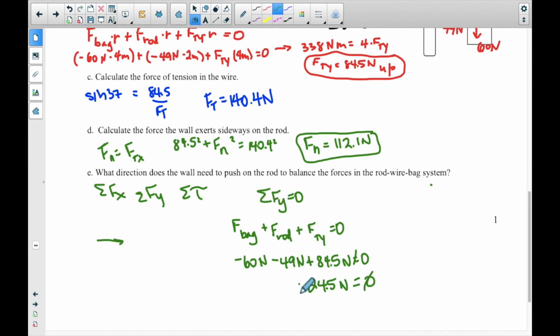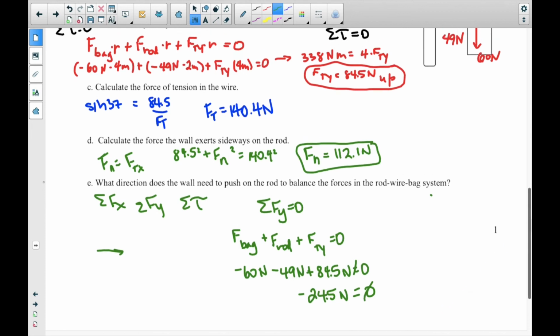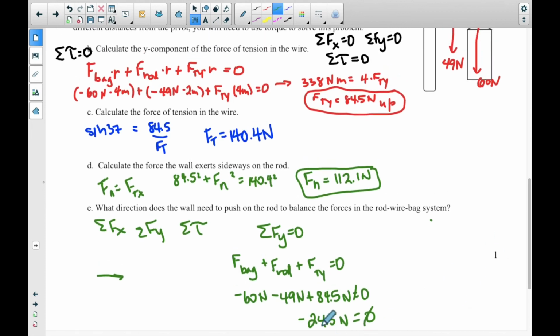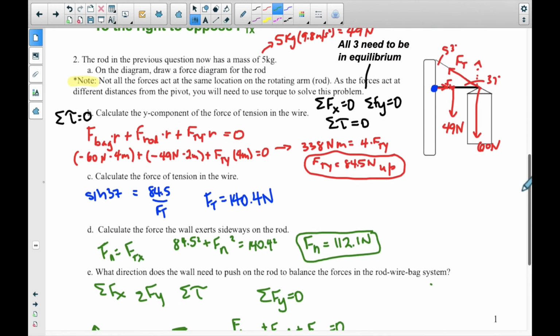In fact, what we're getting is a negative 24.5 newton total. In other words, we need an additional 24.5 newtons. This one's going down, so we need something to balance that going up. So we need an upward force of 24.5 newtons. In other words, our force is not going to be straight to the right in this case. It's going to be up at an angle. Something has to be pushing it up as well.